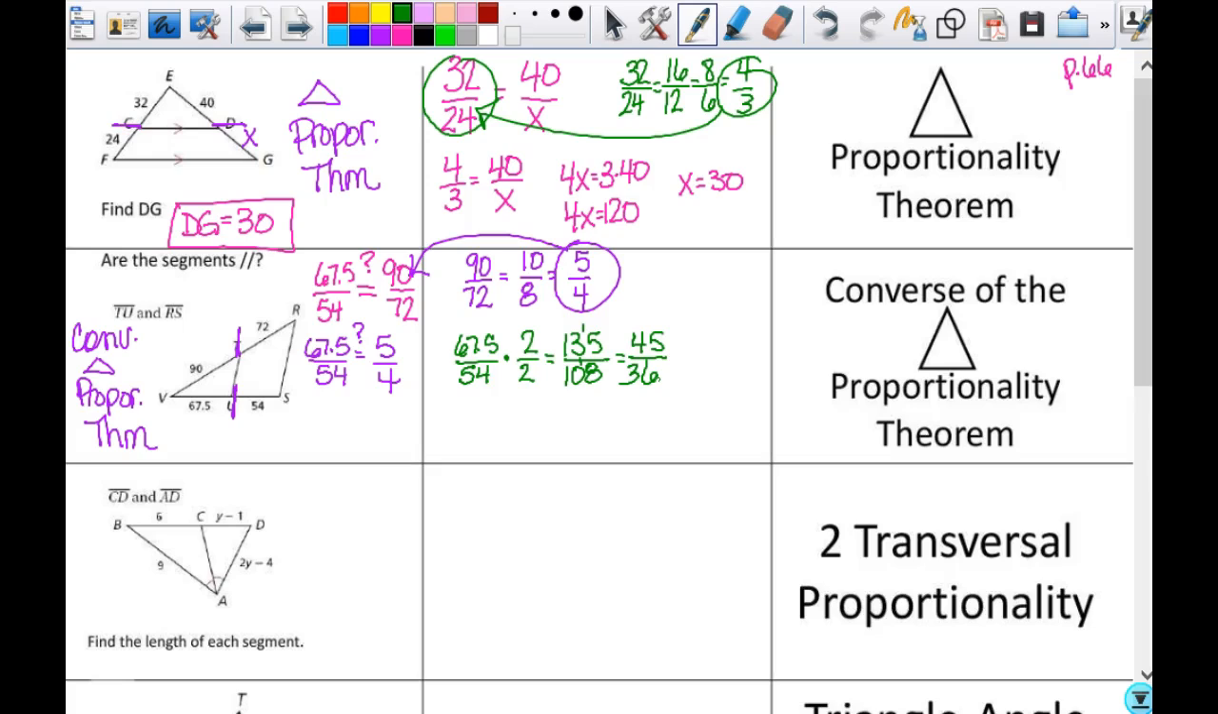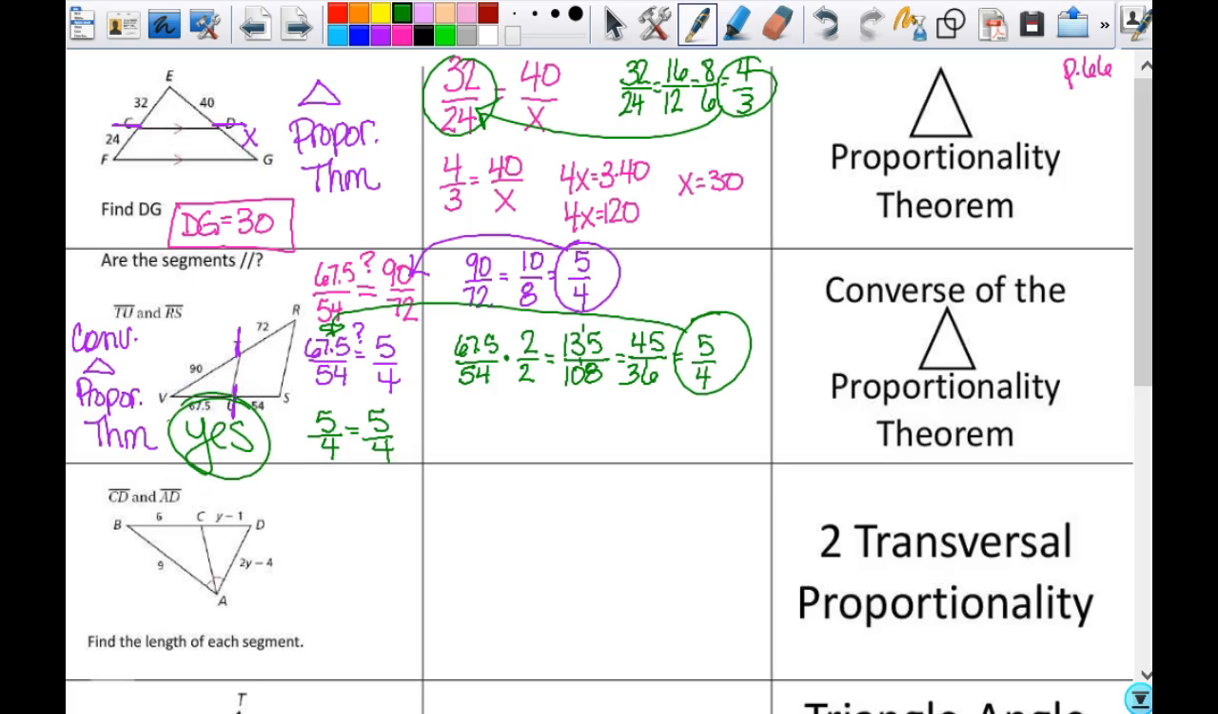Can I reduce that some more? Yes, they're both divisible by 9, right? So that's going to give me 5 over 4. Is that good news? Yes, because this right here I can now replace with that. So now I have 5 over 4 equals 5 over 4. So they match. So what does that tell me? That they're parallel. So the answer is yes.